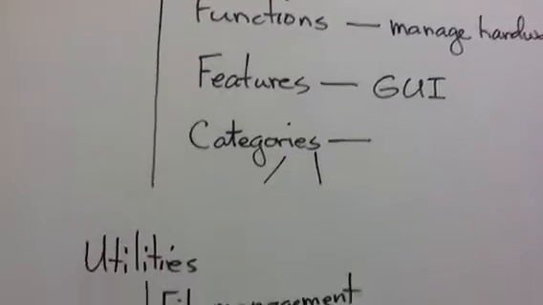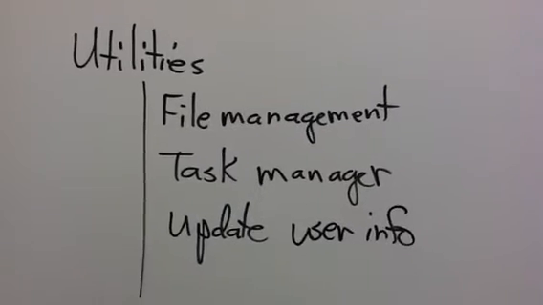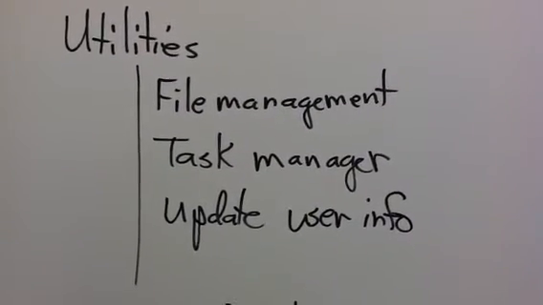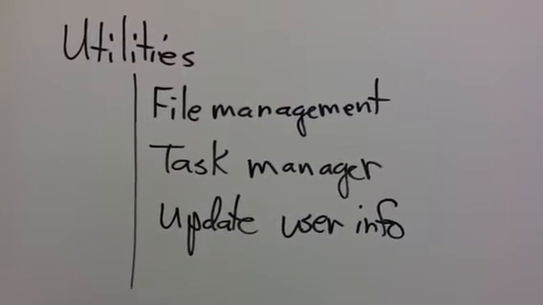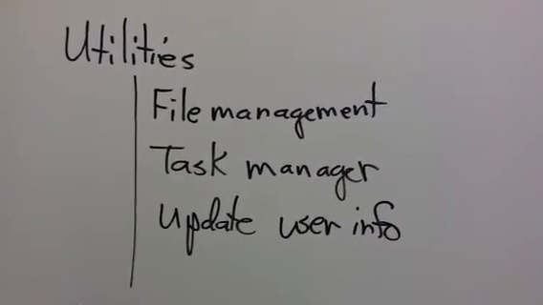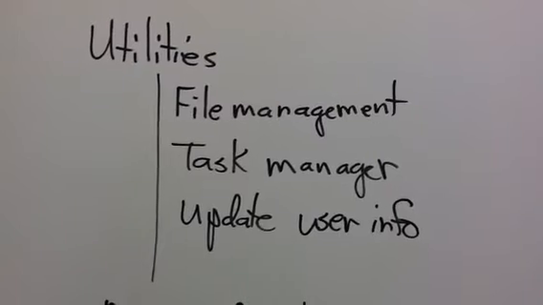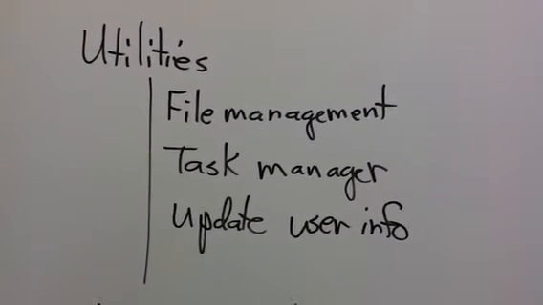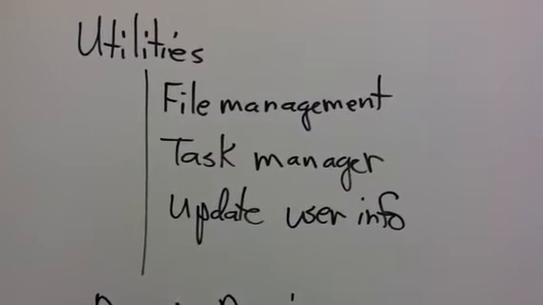Okay? We have utilities. We have software that helps us manage files. We have the task manager, Control-Alt-Delete. You open the task manager, you can see what processes are running on your computer, how busy the processor is, how much memory you have left, and so forth.